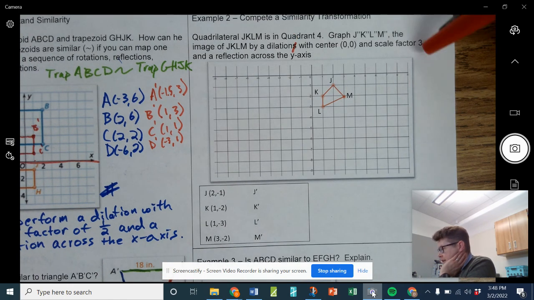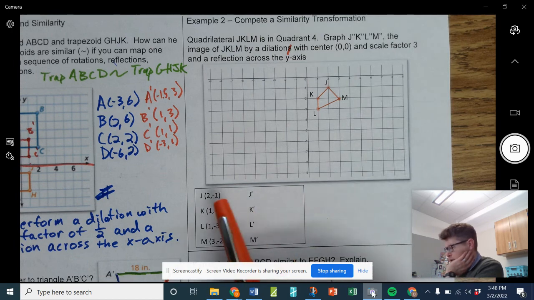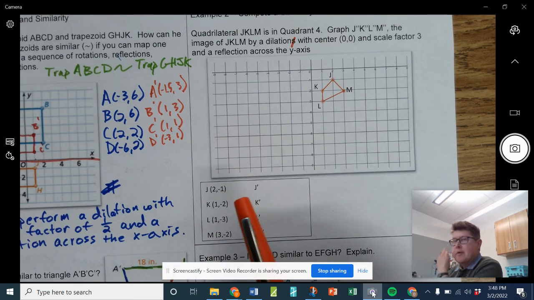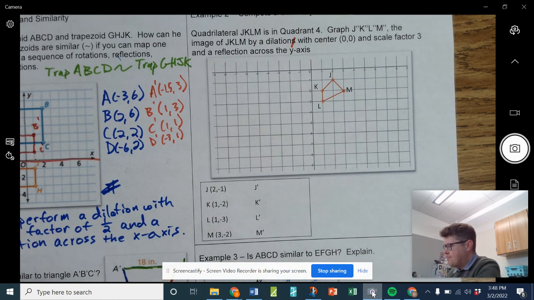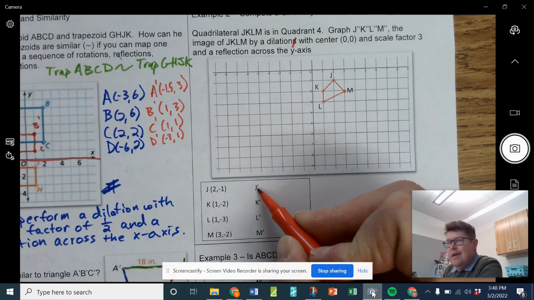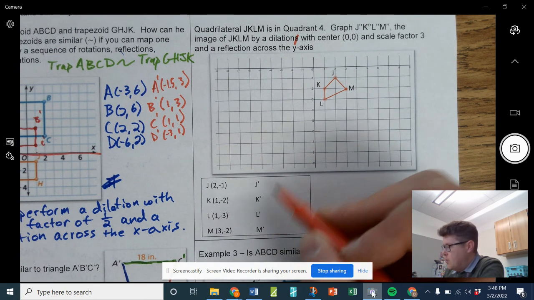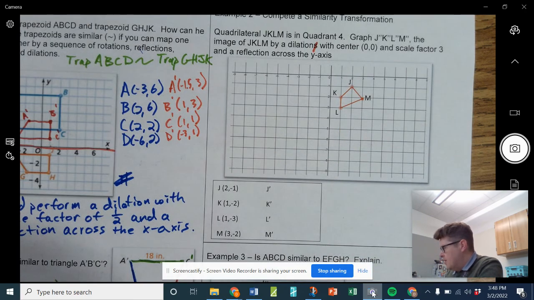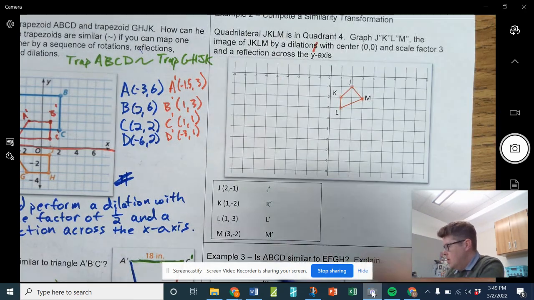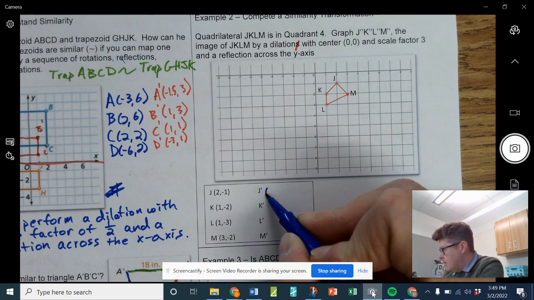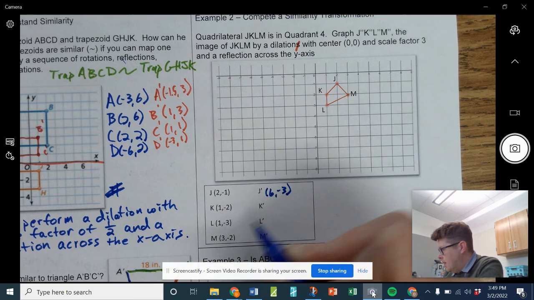So dilation, scale factor of 3. We're going to take each of these points and multiply by 3. Okay. And that's going to give us our kind of middle shape right there, that J prime, K prime, L prime, M prime, right? So we multiply each of these by 3. I'm going to do this in blue. That's going to give us 6, negative 3. Okay. 3, negative 6.